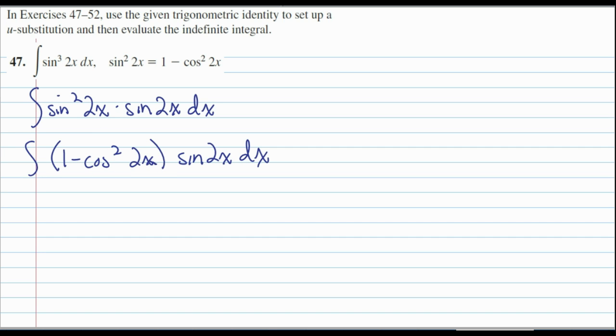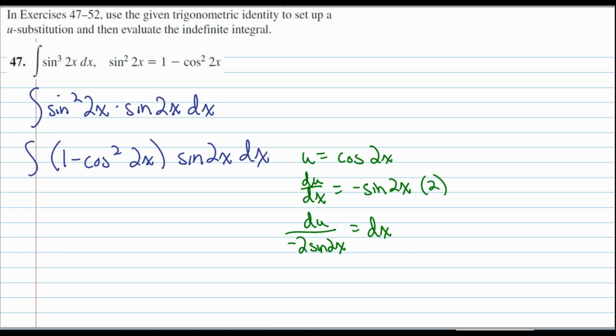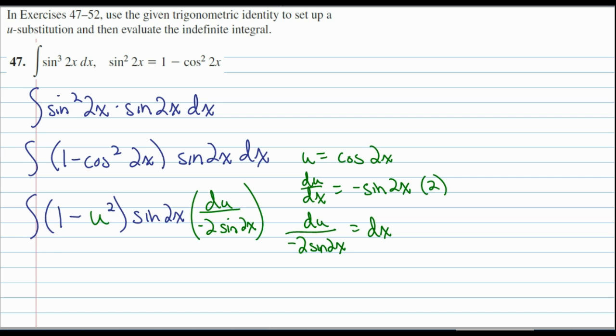So now I'm going to call u cosine of 2x. The derivative of u is negative sine 2x and then times 2 because of the chain rule. So then dx is going to be du over negative 2 sine of 2x. So I'm going to substitute all that stuff in, and I get that the sine of 2x's cancel. I can put the negative 1/2 on the outside of the integral, and then all I'm integrating is 1 minus u squared du. So that's nice.